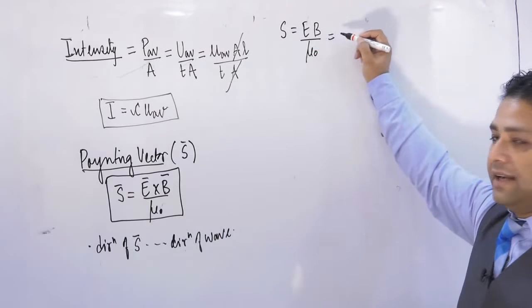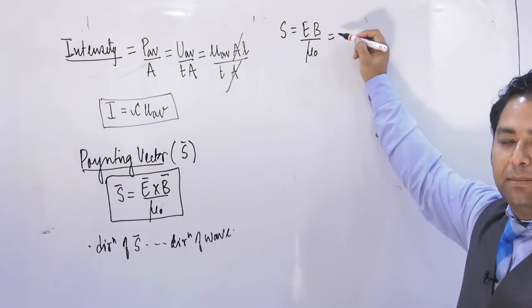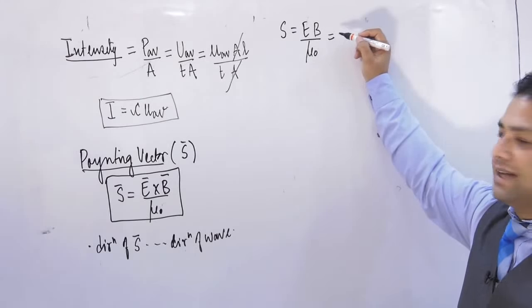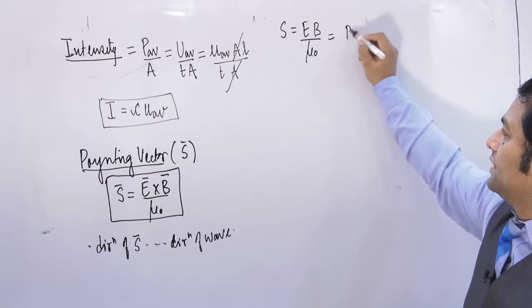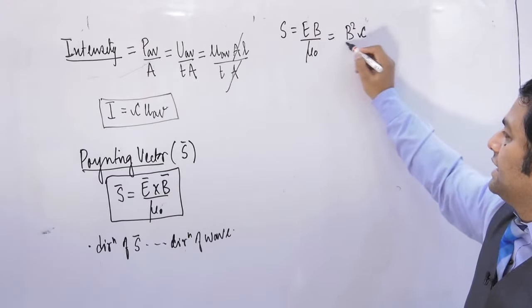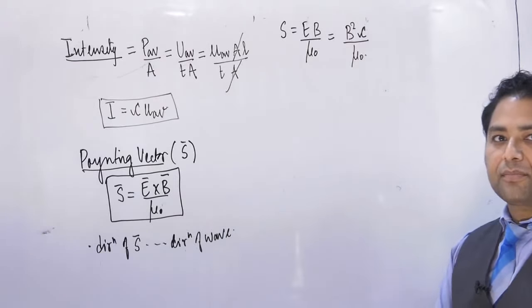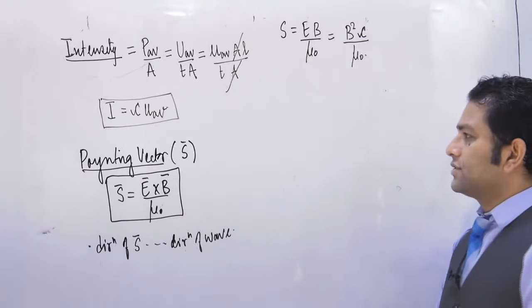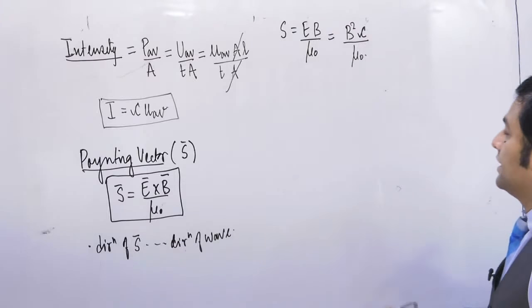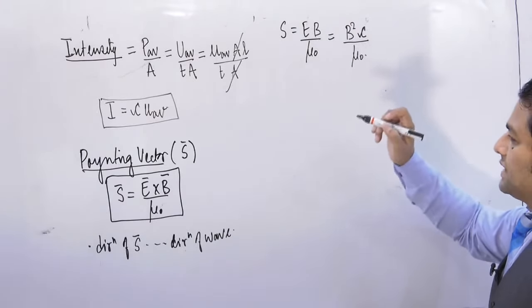And this particular value, now you know, E by B is C, or B equals E by C, whatever you call it. So this will be B square C divided by mu naught. That's how it comes. And now let's try to see another expression, what you get.